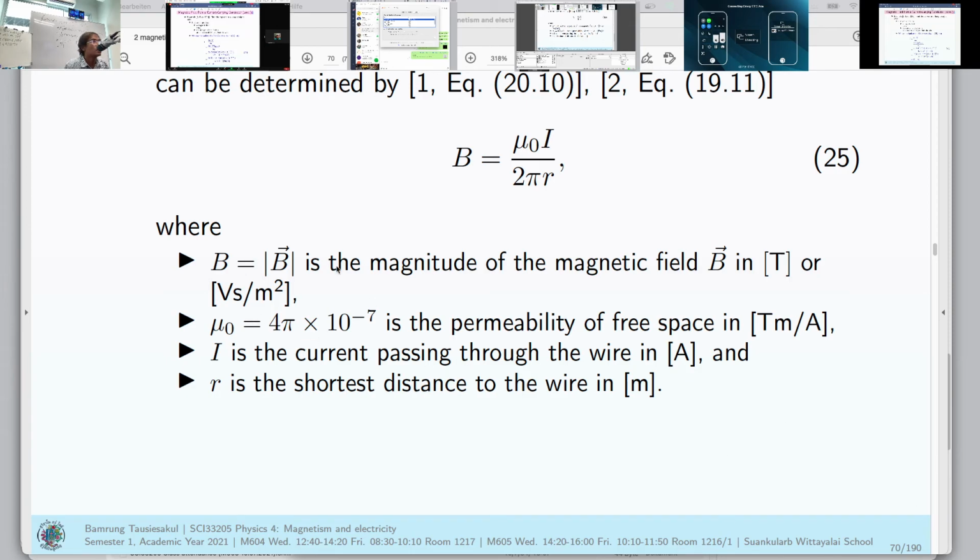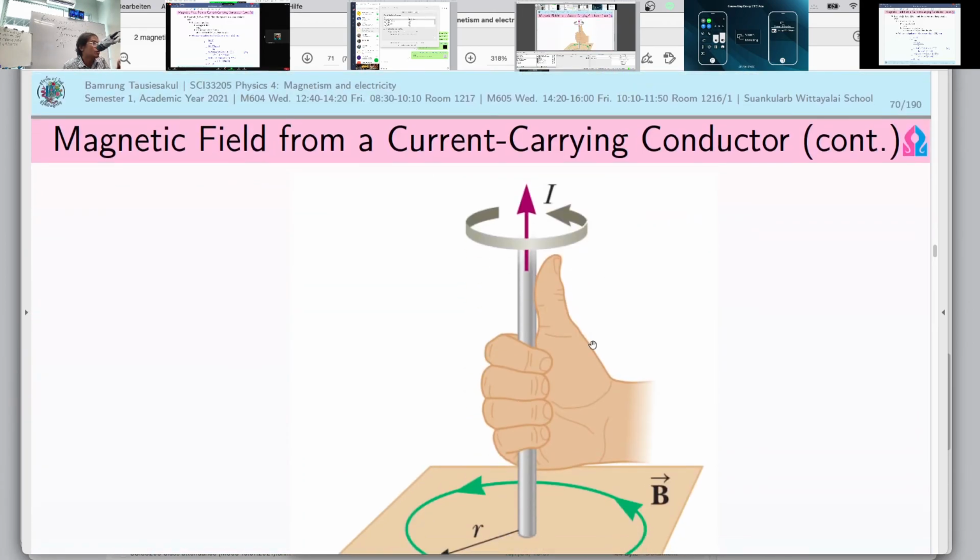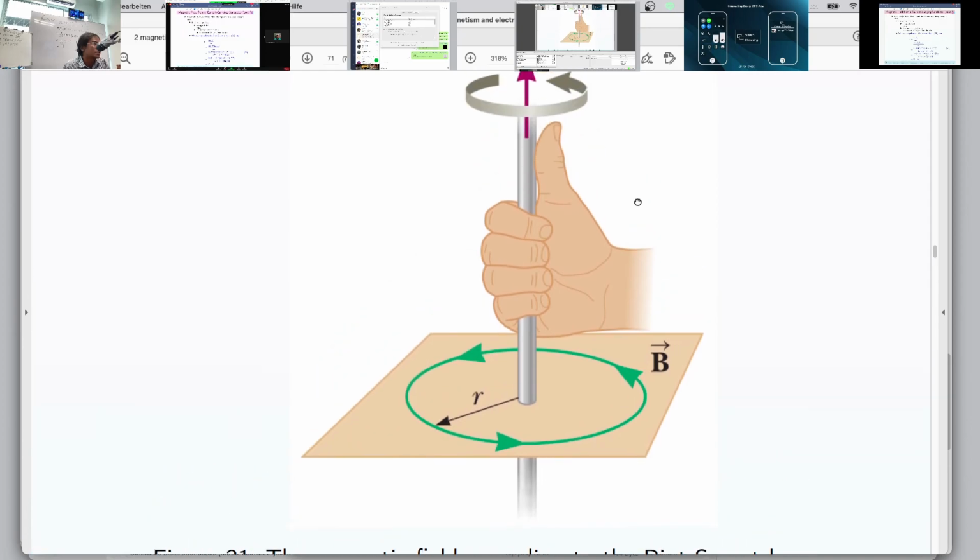In Biot-Savart law you can determine how strong the magnetic field or the magnetic flux density is, in terms of Tesla or volt second per meter squared, in terms of mu zero, which is a constant. It depends on the current and it is inversely proportional to the distance, how far you observe it. The direction can be found from the right hand rule with this figure.